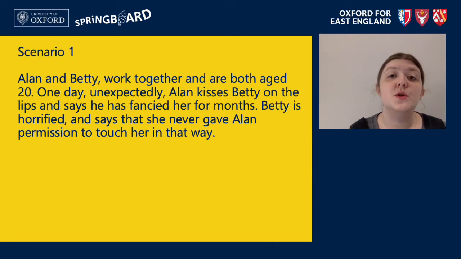Scenarios are stories which people teaching and researching law make up to see what would happen in a certain circumstance. We want to understand what effect this law, written on paper, would have on real people's lives. Let's start with the story of Alan and Betty, who work together and are both aged 20. One day, unexpectedly, Alan kisses Betty on the lips and says he has fancied her for months. Betty is horrified and says that she never gave Alan permission to touch her in that way.